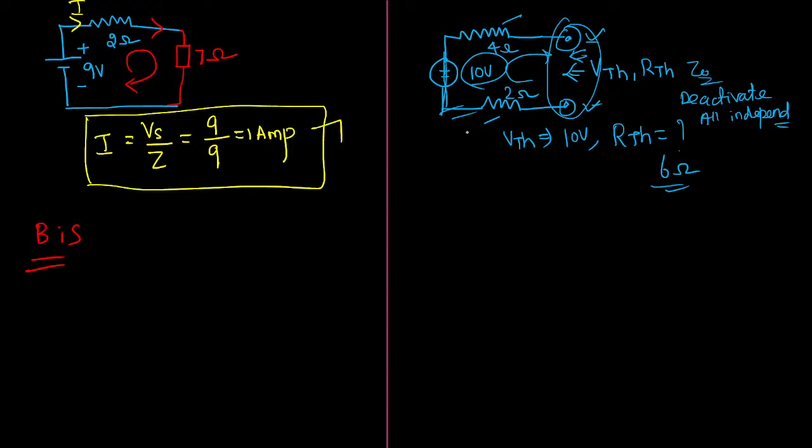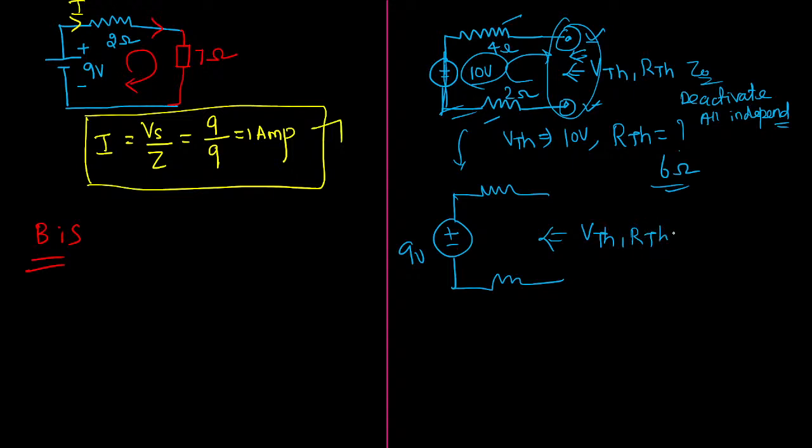Let me do one thing. I am taking the same network. Now what I am going to do is, in place of 10, I am keeping some 9 voltage. I am not changing any other things in the circuit. Now again I am requesting you to calculate the value of VTH and RTH. Can you please tell me?